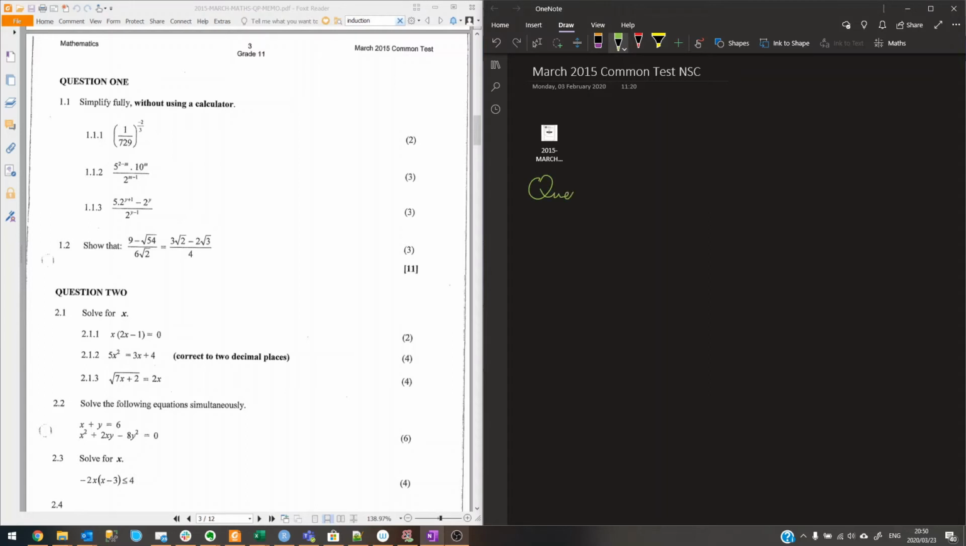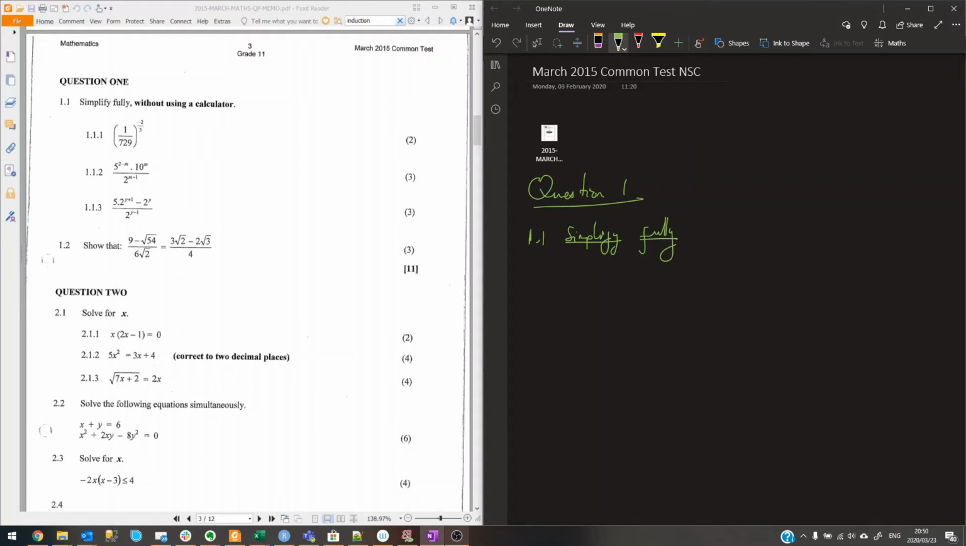So question, I guess I need to write much cleaner. Question 1. 1.1 says simplify fully. That's important. Simplify fully. It'll take me much longer than 1.5 hours just because I'm not used to writing on a computer.